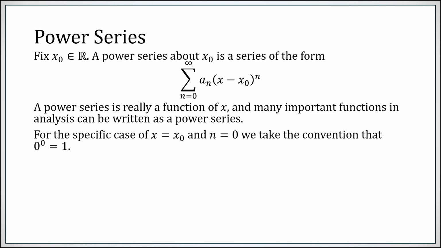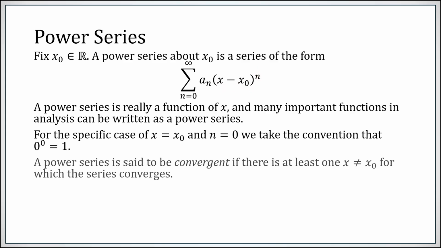For the specific case where x equals x0, so you get a 0 here, and n equals 0, you take the convention that 0 to the 0, when writing power series, is just taken to be 1. Technically it's indeterminate, but when you are writing power series, everyone understands that when x equals x0 and n equals 0, you intend for that to be 1.